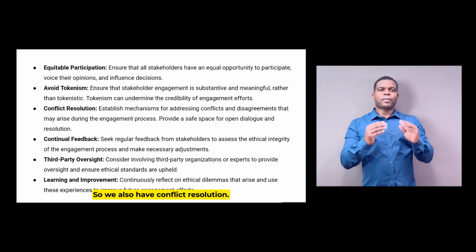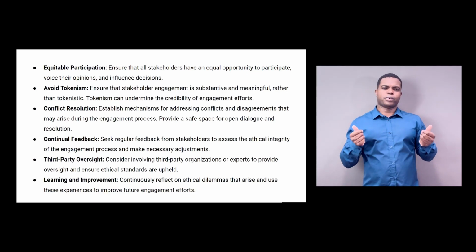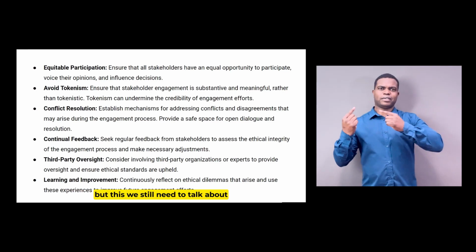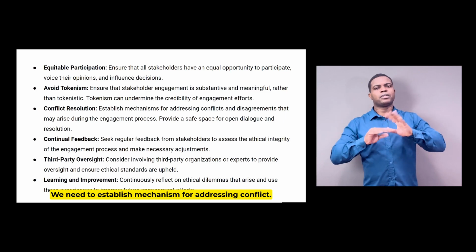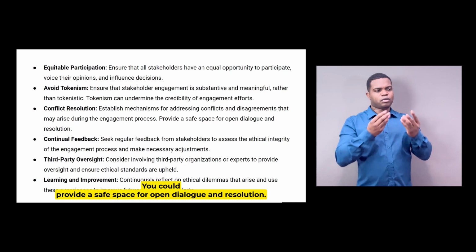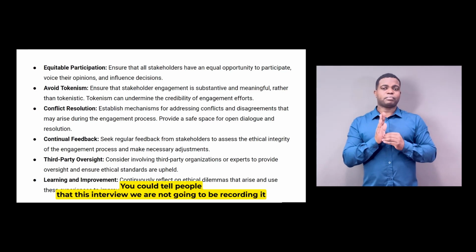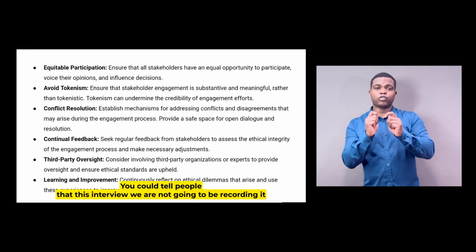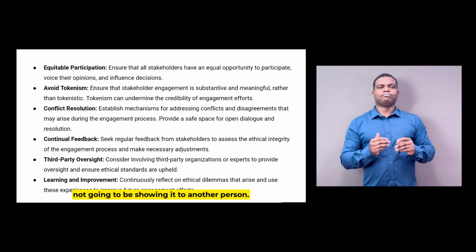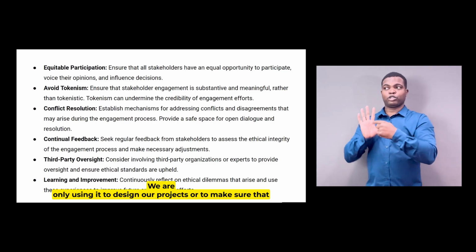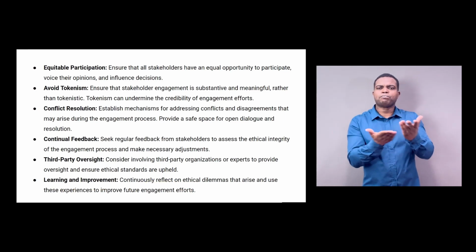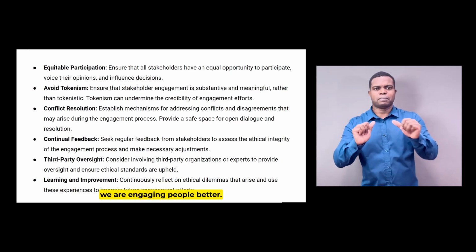So we also have conflict resolution. We have talked about conflict resolution before, but we still need to talk about it. You need to establish mechanism for addressing conflicts. You could provide a safe space for open dialogue and resolution. You could tell people that this interview, we are not going to be recording it, or we are not going to be showing it to another person. We are only using it to design our project, or to make sure that we are engaging people better.